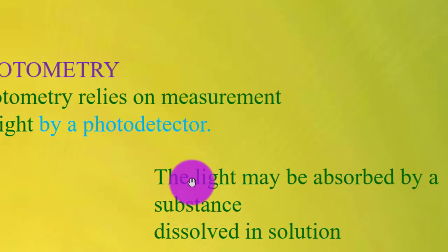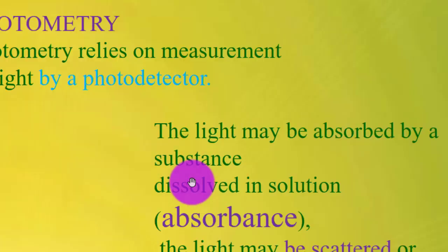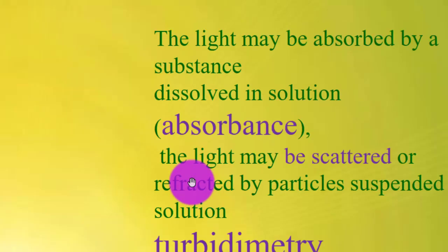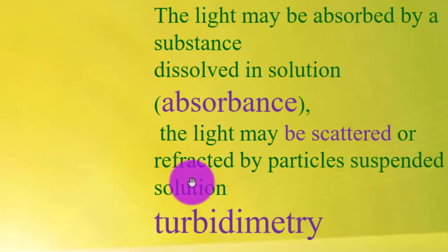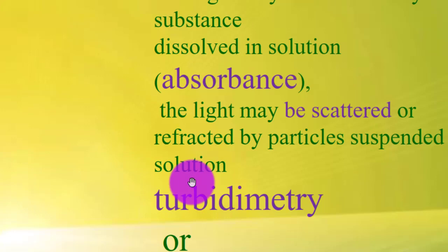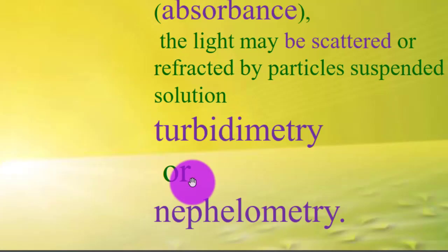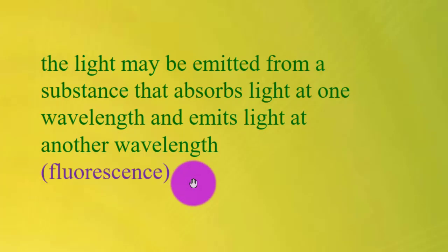Photometry relies on measurement of light by a photodetector. The light may be absorbed by substances dissolved in solution, absorbance. The light may be scattered or refracted by particles suspended in the solution, turbidimetry or nephelometry. The light may be emitted from substances that absorb light at one wavelength and emit light at another wavelength, fluorescence.